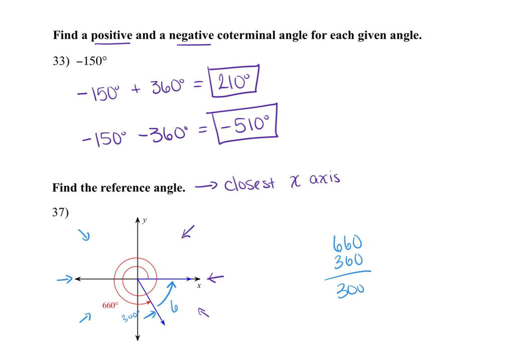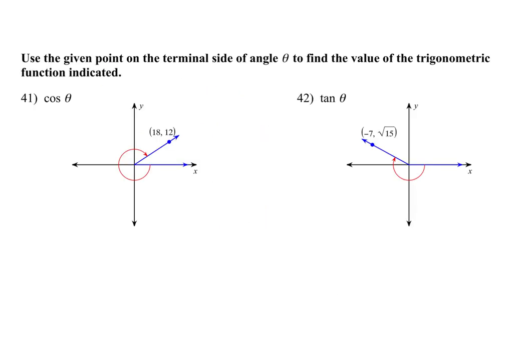So I'm 60 degrees away. So my reference angle for this is 60 degrees. Reference angles are always positive. So it doesn't matter if the angle that they gave you was negative, your reference angles are always positive. Always positive. All right, this was leading up to the unit circle.